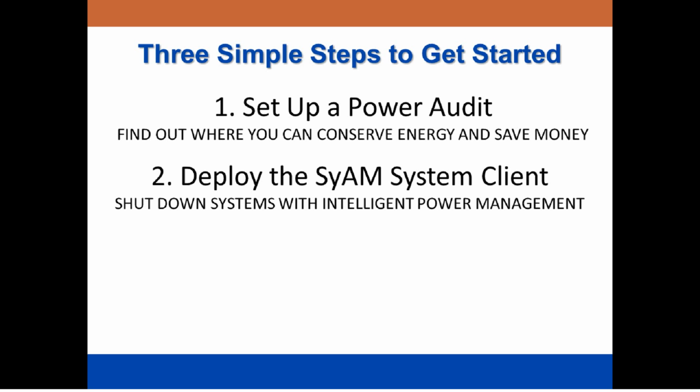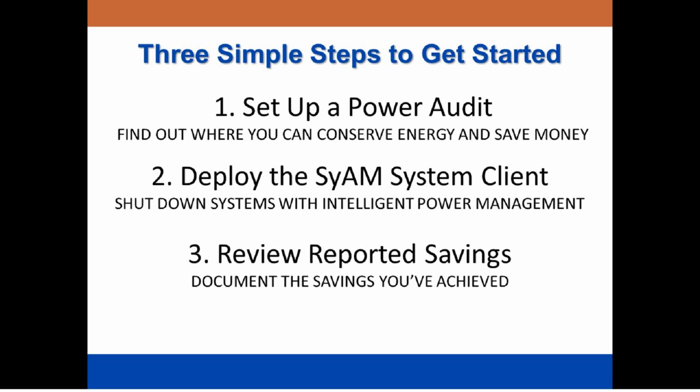the power management settings that will make the system shut down on your schedule. It takes no more than an hour to set up a job that runs on a regular schedule to automatically discover the systems on your network and install and configure the system client. The third step is to take a few minutes and review the reports that show your actual savings based on the hours your systems are powered on and the energy cost that you specify.